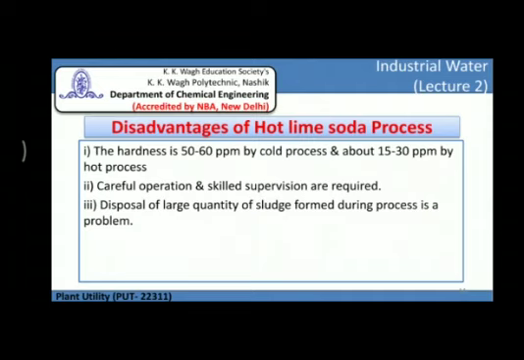And the disadvantages of the hot lime soda process are: the hardness is 50 to 60 ppm by the cold process and about 30 to 50 ppm by the hot process. Careful operation and skilled supervision are required, because in this process the hot conditions are there, so skilled supervision of this hot lime soda process is necessary. And disposal of the large quantity of sludge formed during the process is a big problem in this hot lime soda process.